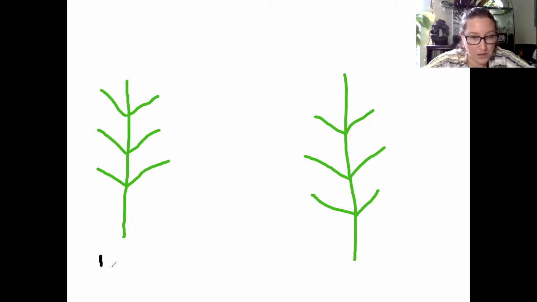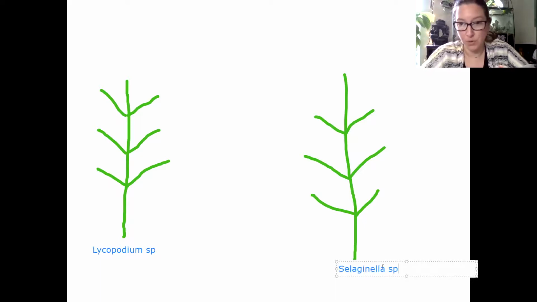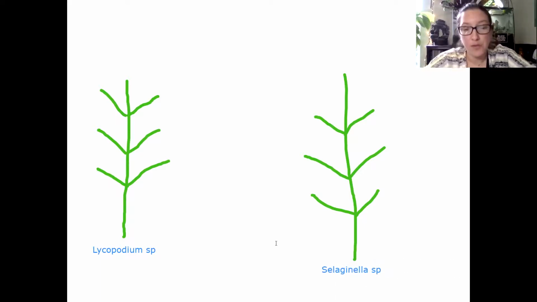Let me write here, Lycopodium. Oh wait, I can use a text box because it's much better. Lycopodium. Another text box. Selaginella. Okay. Both of these are sporophyte plants. Lycopodium, though, like all the other plants we looked at so far, except for Selaginella, is homosporous, right?